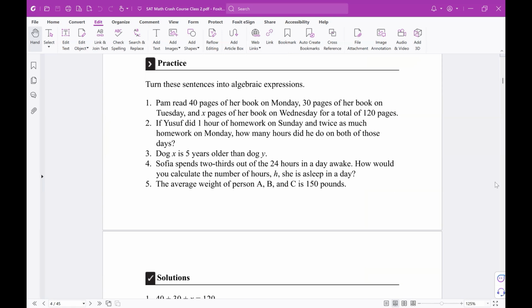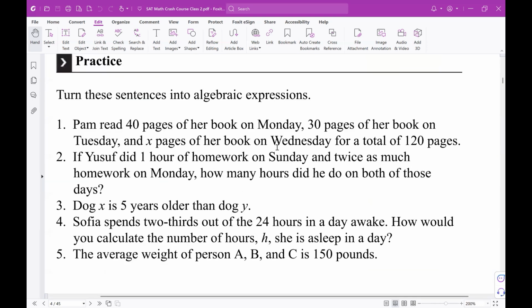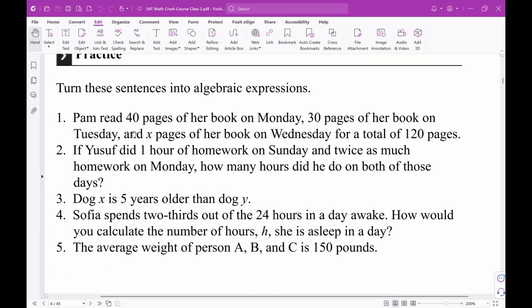Okay, 40 pages on Monday, 30 on Tuesday. So it would be 120. Okay, so 120 equals the Monday plus Tuesday plus X. Yeah, exactly.